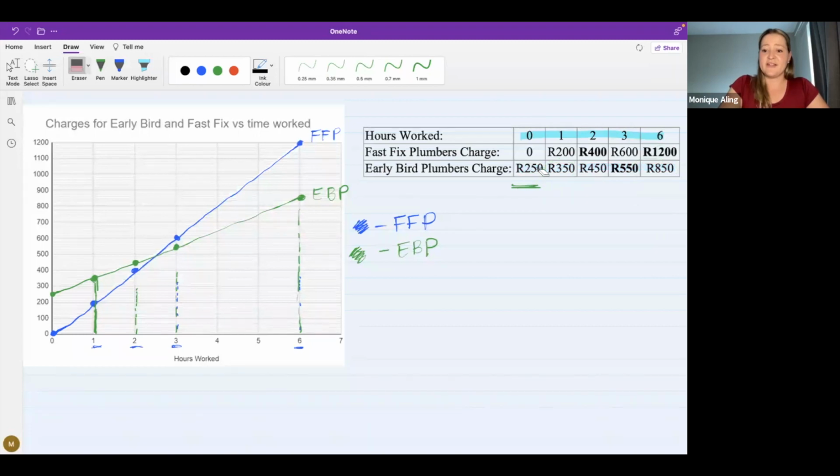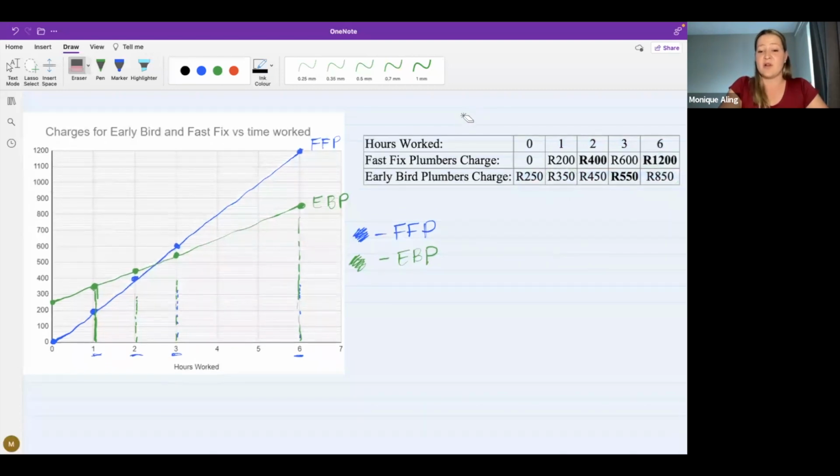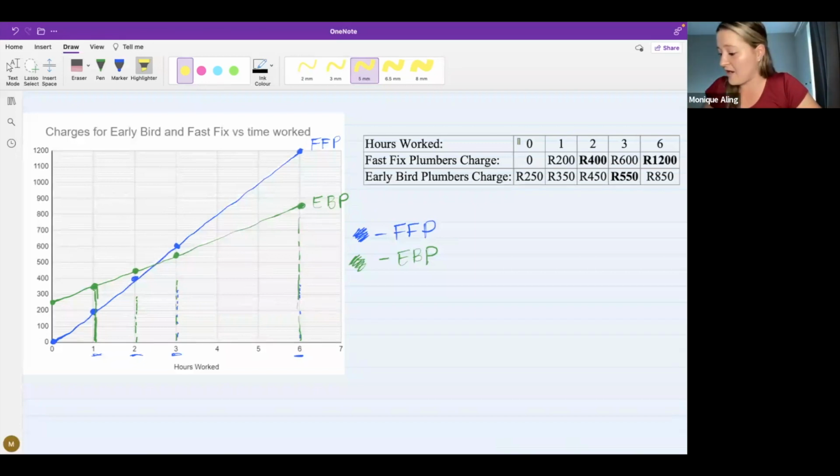Okay, so fast fix, guys. So all I'm doing to plot these points is just looking at the table. All the values are there. That's how we always plot our graph. We need a table or we need some values. Okay, and we're looking at hours versus the charge. So our hours have stayed the same the whole time. We've got 0, 1, 2, 3, and 6. Fast fix, their costs are here.